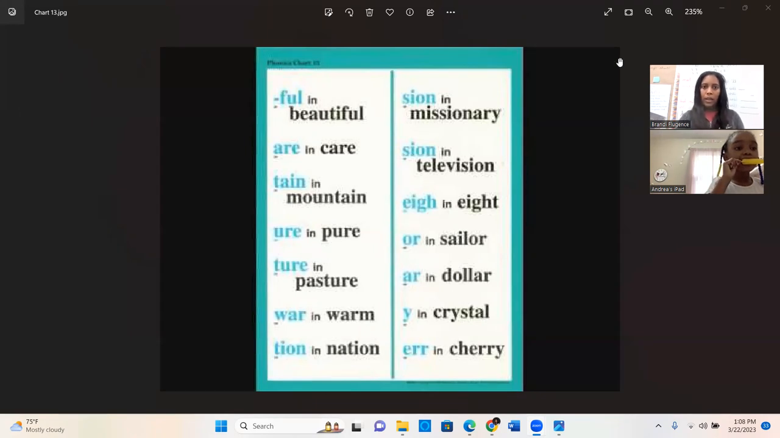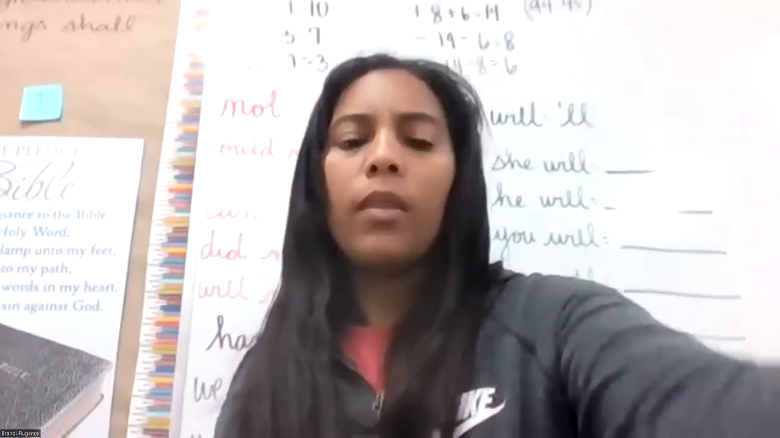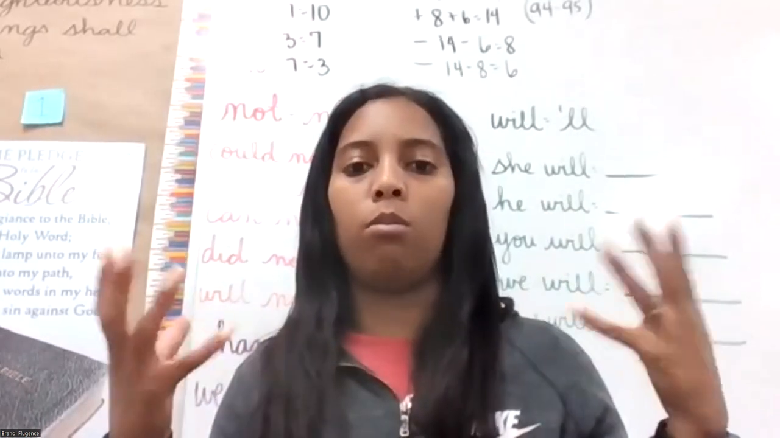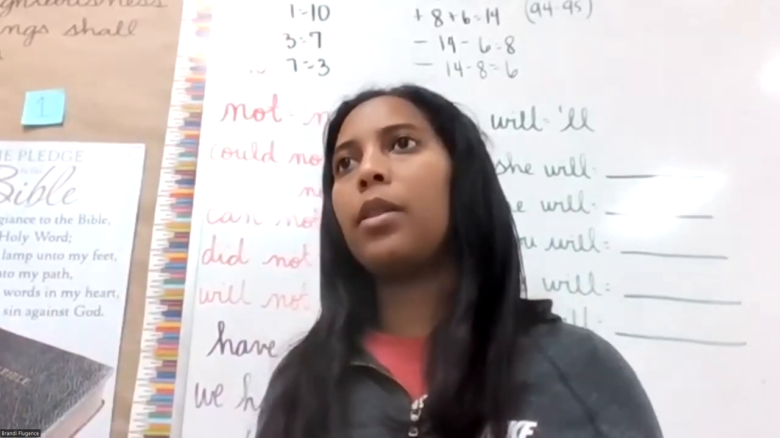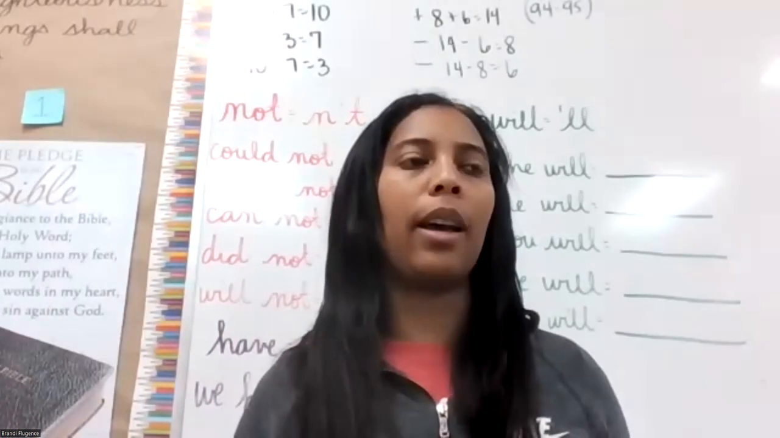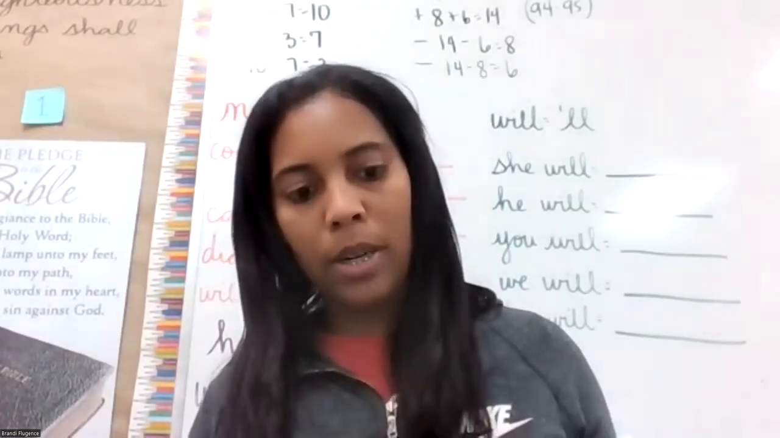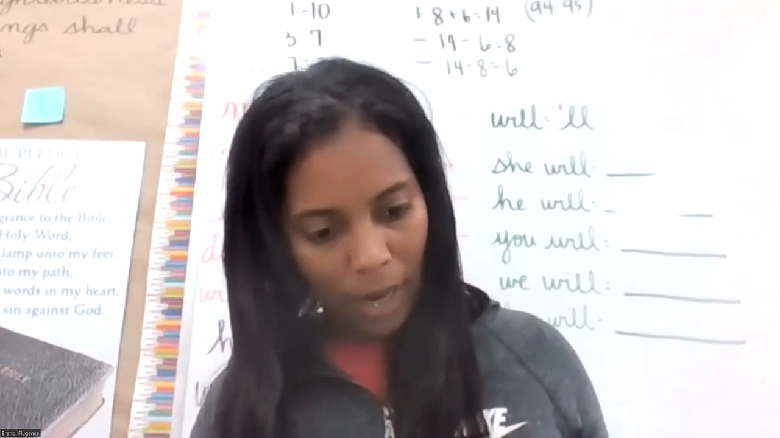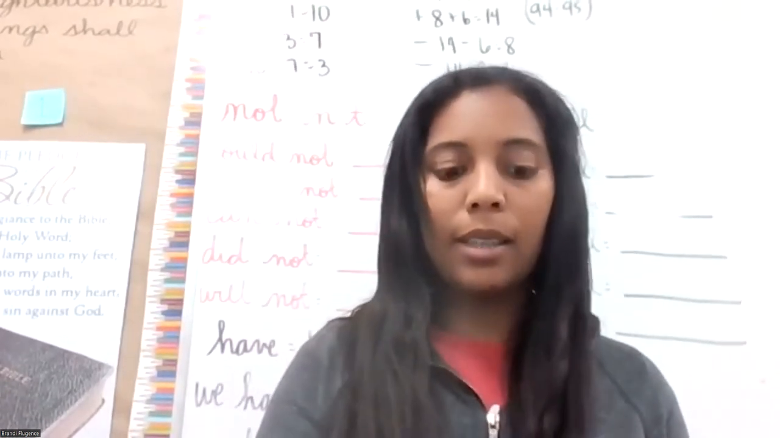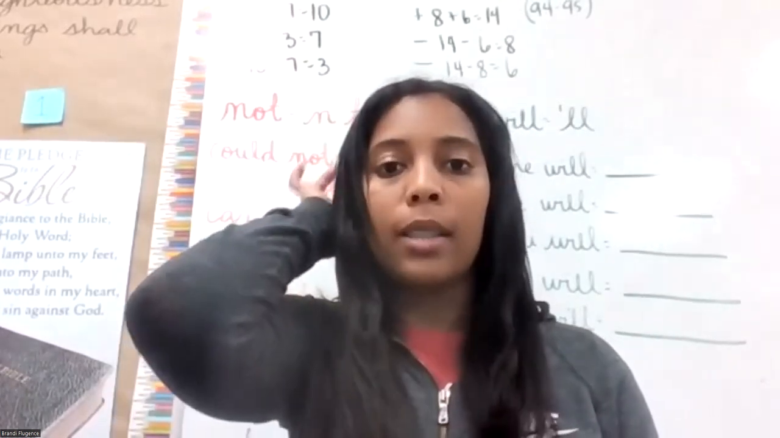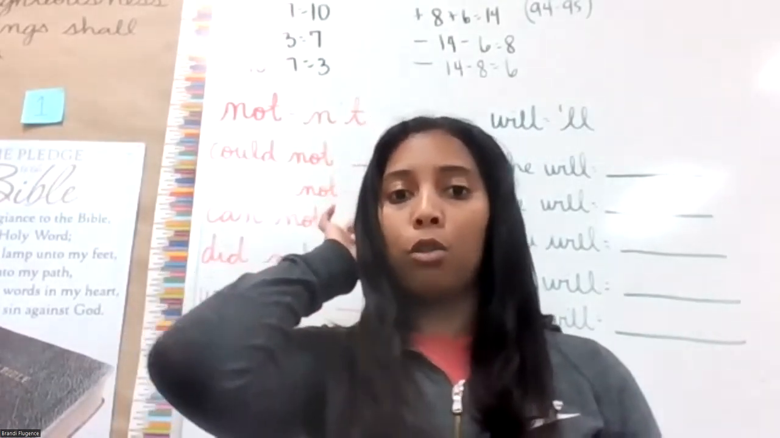Okay. All right. So we're not doing any sounds off of chart 13 today. We're actually going to learn something new. If you remember, we've been learning the different types of words. We learned compound words, when we have two small words that we put together to turn into one big word. We learned homonyms, when we have two words that sound just the same, but when you write them and use them in a sentence, they have different meanings. So today we're going to learn about what's called contractions.